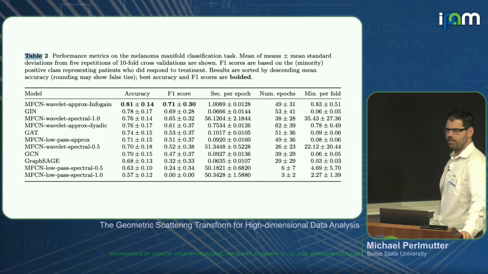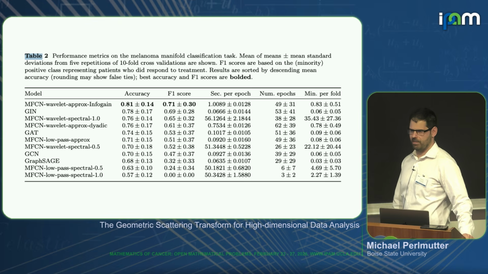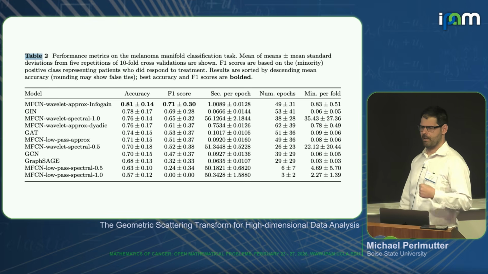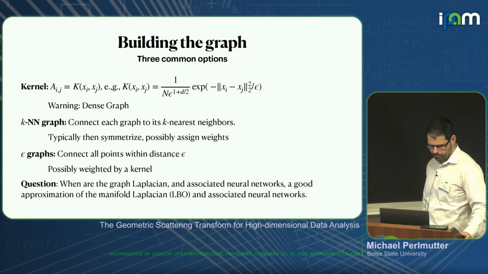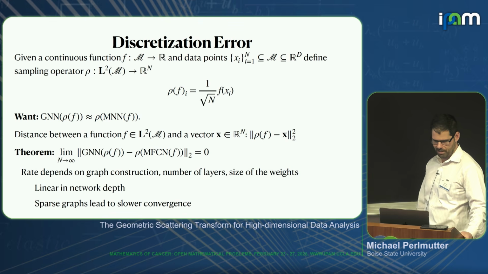The top performing method of this is also using techniques from information theory to help inform the design of wavelets, where rather than using dyadic powers 2, 4, 8, we use different scales that capture the most information. You can build the graph in a variety of ways, KNN, with the Gaussian kernel. I'm short on time, so I'm not going to go there.